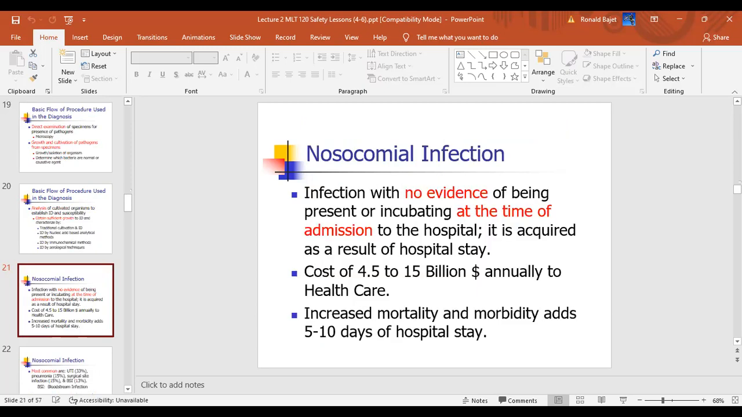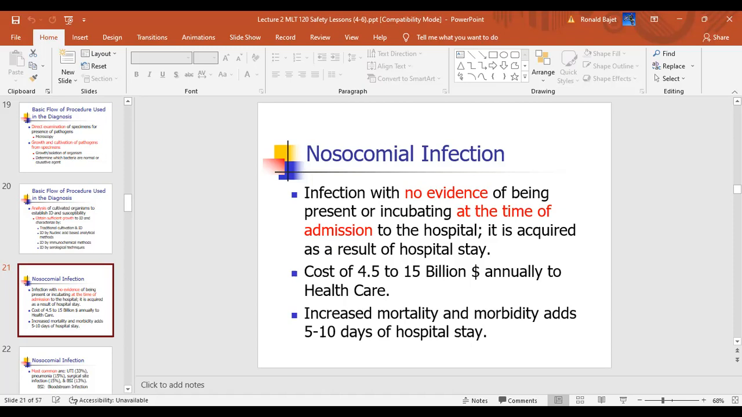Okay, nosocomial infection. That's where you check into the hospital and you don't have any evidence or any sign that you have any kind of infection. You're just in the hospital for something unrelated, a simple procedure.